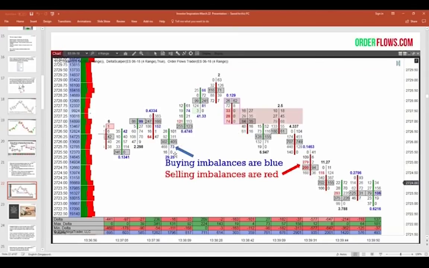And again, you can adjust the colors, however you like. Blue makes it easy because when you think of blue on a chart, you think of a market going up. When you see red, you think of a market going down. So blue for buy, red for selling imbalances.